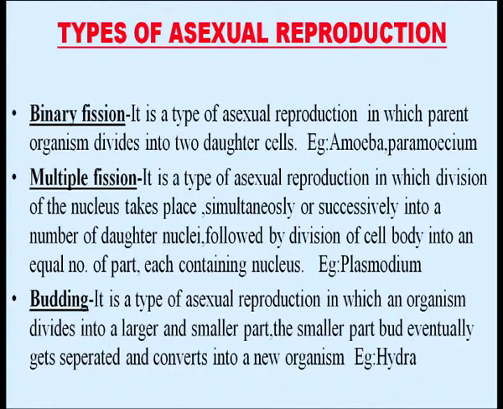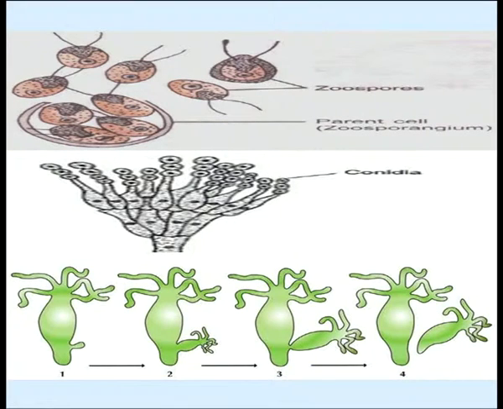Next is budding. Budding is a type of asexual reproduction in which an organism divides into two unequal parts, that is a larger and a smaller part. The smaller part, the bud, eventually gets separated and converts into a new organism. The example of budding is hydra. As you can see in this picture, in the first picture, zoospores are seen, and this parent cell is called zoosporangium. In the second picture, there are conidia which are seen in penicillium. And the third picture depicts budding in hydra. As you can see, there is a larger part and a smaller part. Eventually, the smaller part detaches and develops into a new organism.